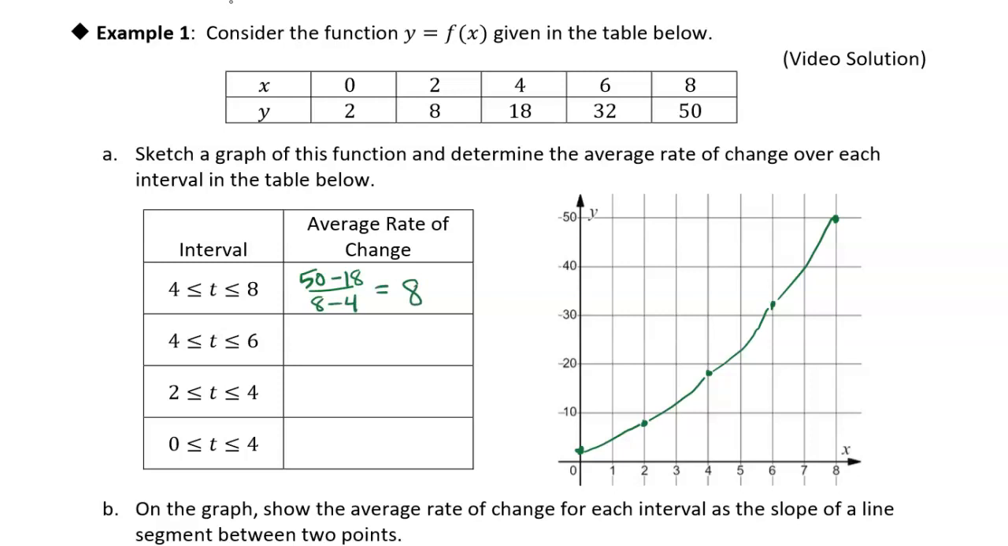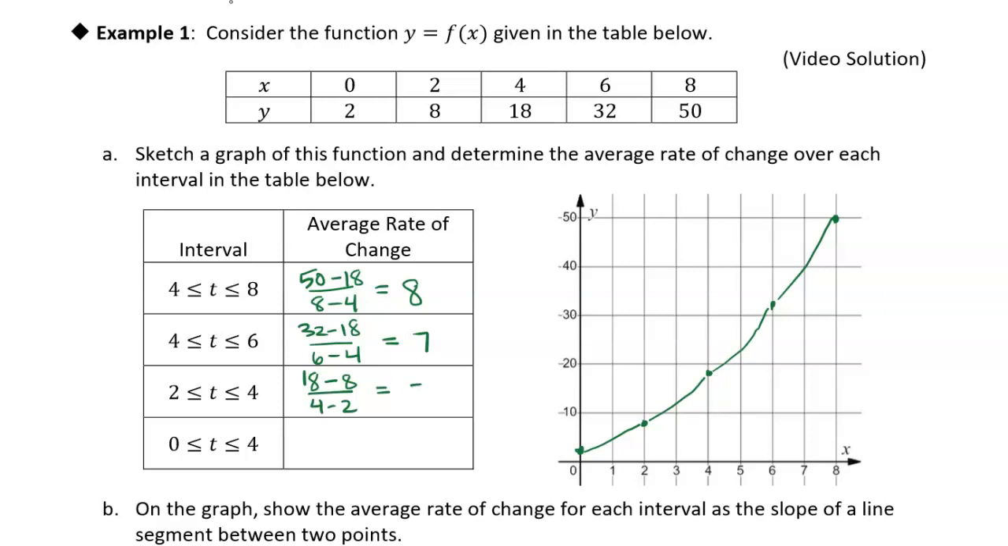I'm just going to do the same thing for each of these intervals. So from t equals 4 to t equals 6. f of 6 is 32, f of 4 is 18, and then we're going to divide by 6 minus 4. And when I do that calculation, I get 7. Now we're looking at the interval from 2 to 4. f of 4 is 18, f of 2 is 8, and then we're going to divide by 4 minus 2.